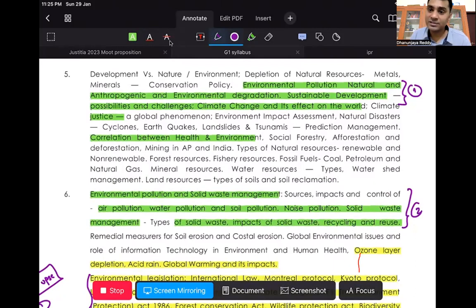Yes, PMFIAS is a good source. As far as environment is considered, PMFIAS is a very good source, and for geography, it is also a good source. Yes, you are right. I do agree.